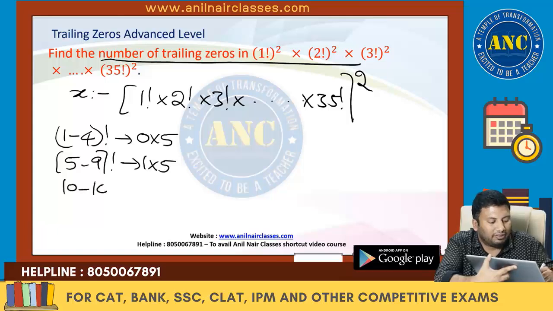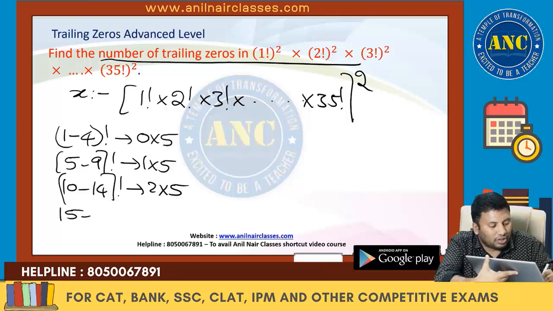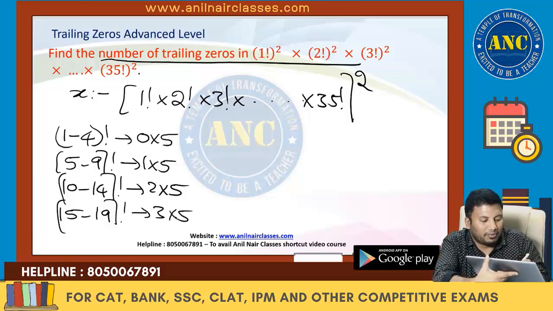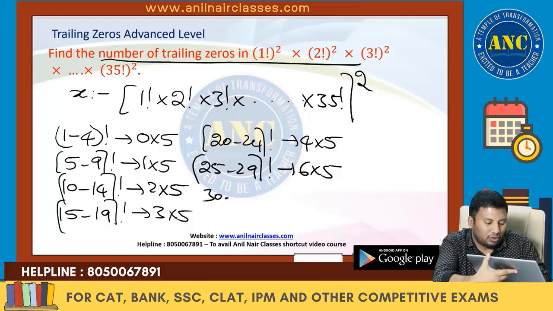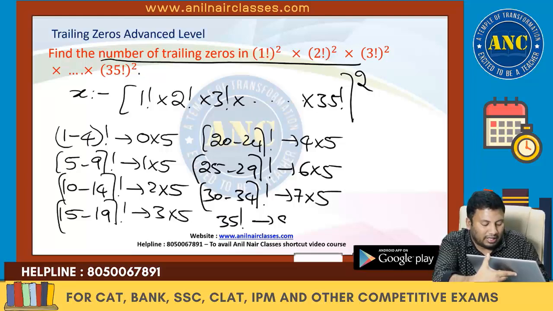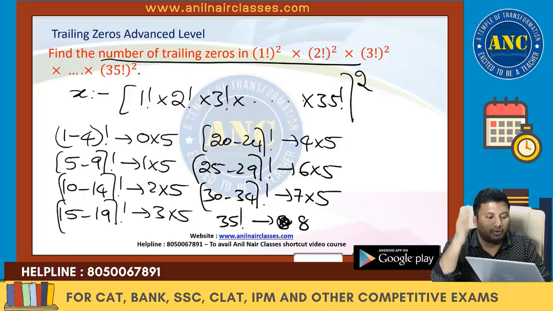From 10 to 14 factorial, it is 2 into 5. From 15 to 19 factorial, it is 3 into 5. From 20 to 24 factorial, it is 4 into 5. From 25 to 29 factorial, it is 6 into 5. From 30 to 34 factorial, it is 7 into 5. 35 factorial, it is nothing but 5 power 8. Now it is whole square.